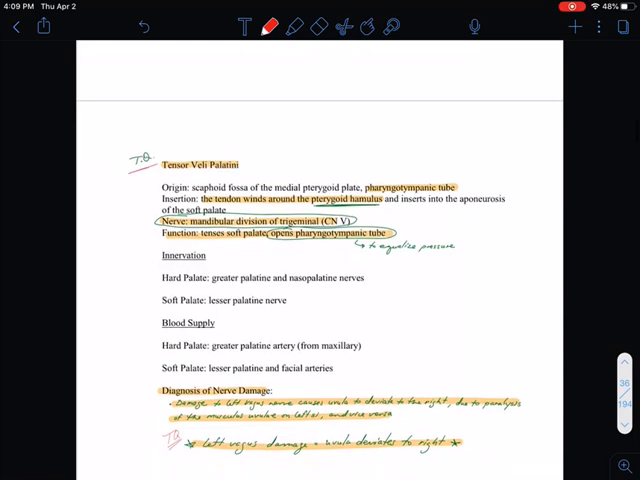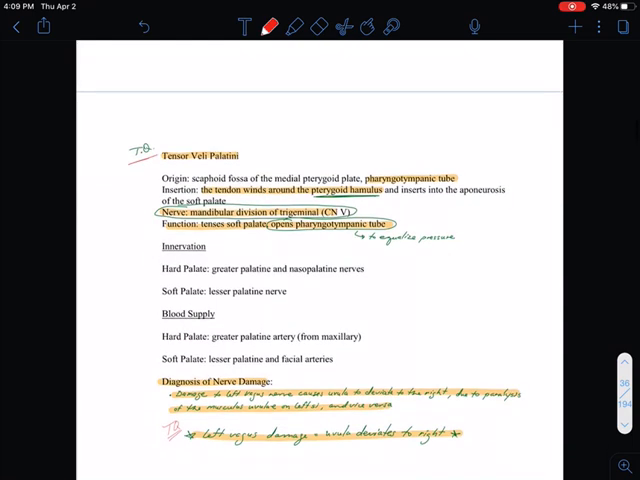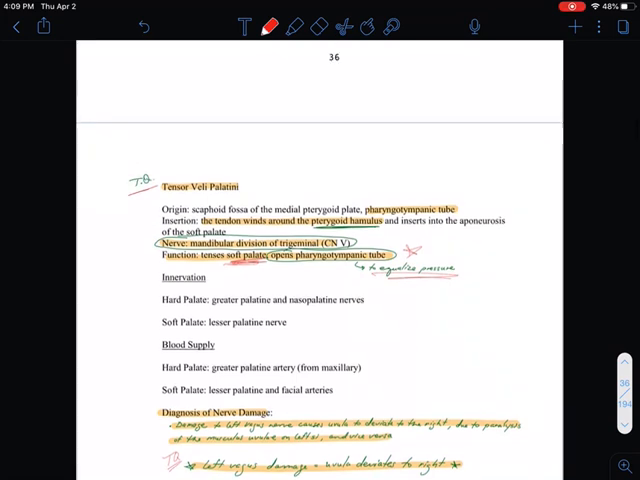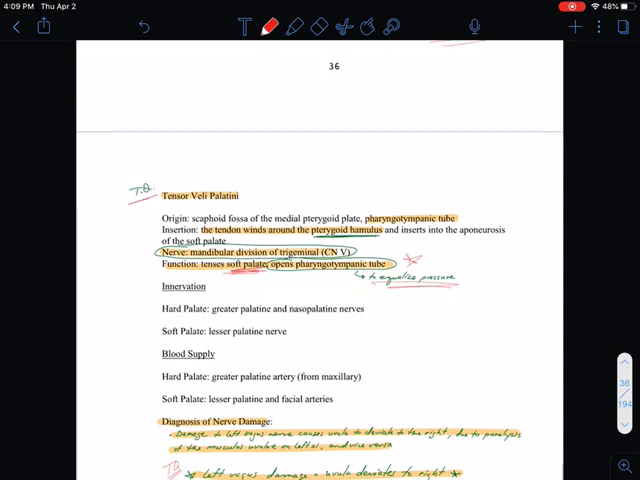Tensor villi palatini is innervated by our mandibular branch of the trigeminal nerve, cranial nerve 5. It tenses the soft palate, and it opens our pharyngotympanic tube, equalizing pressure. So that's important to note. If you've ever had your ears adjusted, that's kind of the theory behind that.